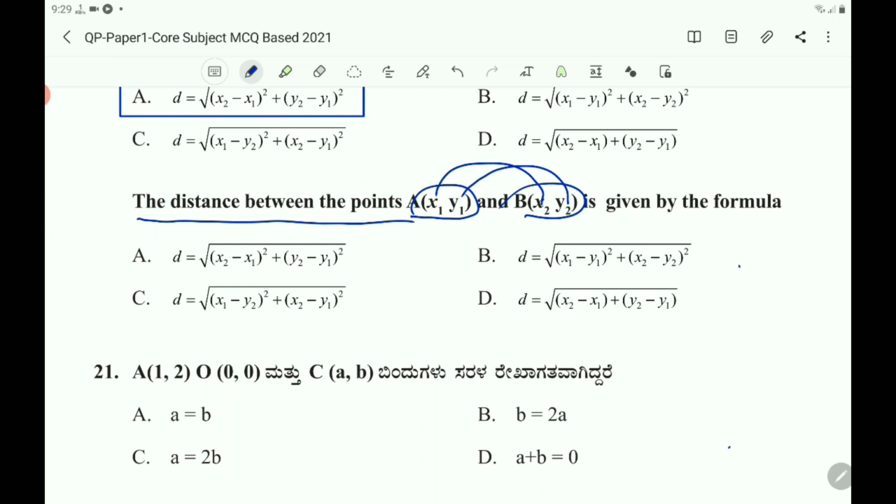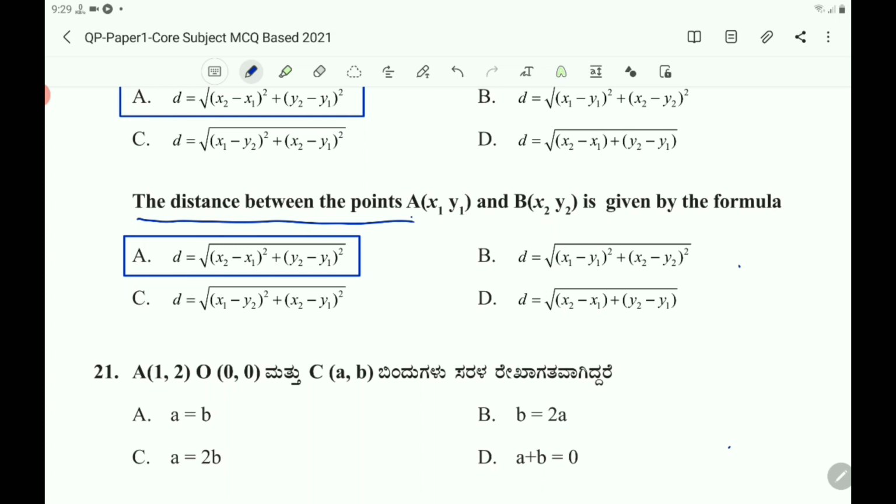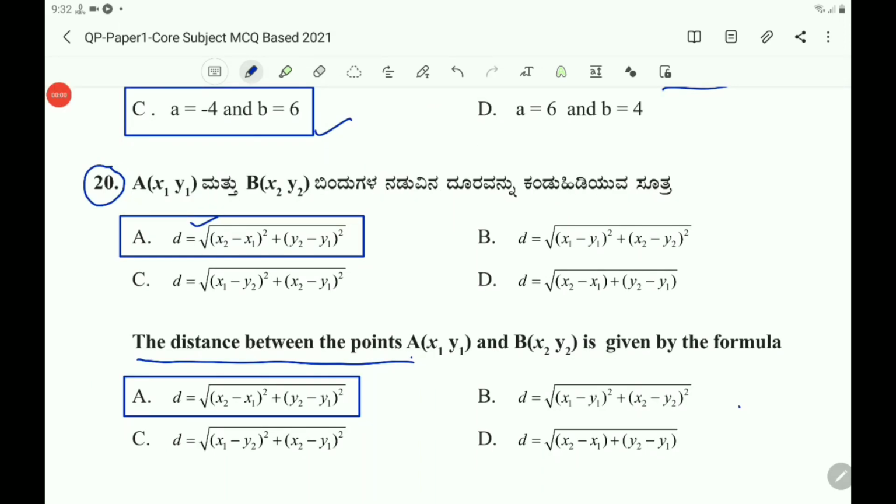Under the root, that is whole root of (x2 minus x1) whole square plus (y2 minus y1) whole square. The distance formula is given here. This is the answer. So children, you must know the formula, then you can make out the answer directly. Children, let us solve the next questions in the next video.